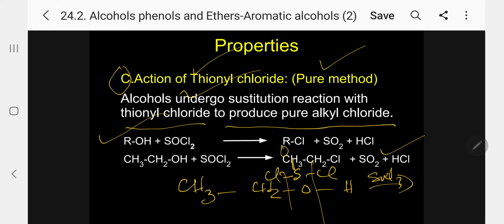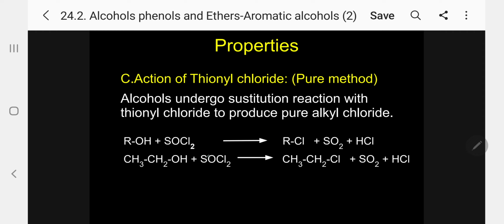Ethyl chloride is forming. From thionyl chloride, Cl is substituted, and another Cl is taken by the H correspondingly. So the O of OH joins with the sulfur monoxide, that is SO, converted into sulfur dioxide. So the product is ethyl chloride, SO2 and HCl. Please memorize, this is the most important reaction, the pure method.